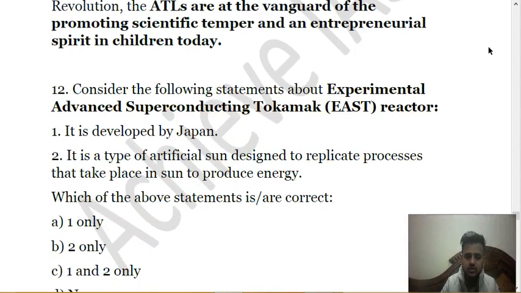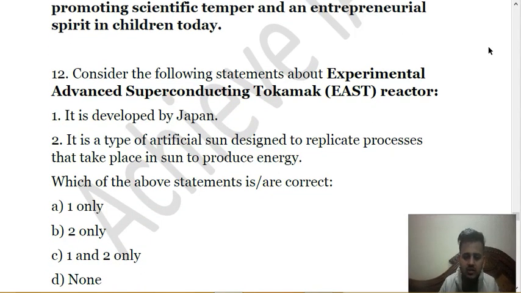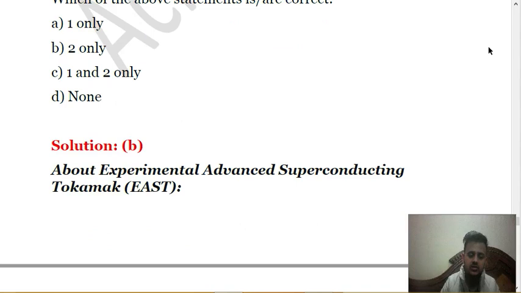The 12th question is: consider the following about the Experimental Advanced Superconducting Tokamak reactor, EAST reactor. First, it is developed by Japan. Second, it is a type of artificial sun designed to replicate processes that take place in the sun to produce energy. We have to choose the correct answer. So let me tell you, friends, that only second is correct. First is not correct. It is not developed by Japan, but in reality it is developed by China. So first is incorrect, only second is correct. That is B is correct. So the solution is B.